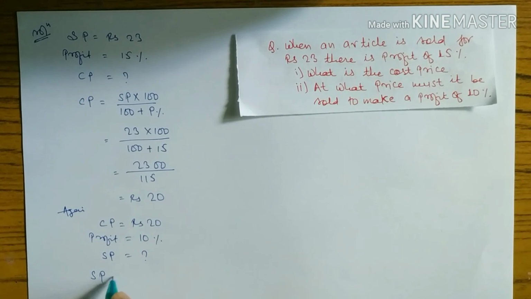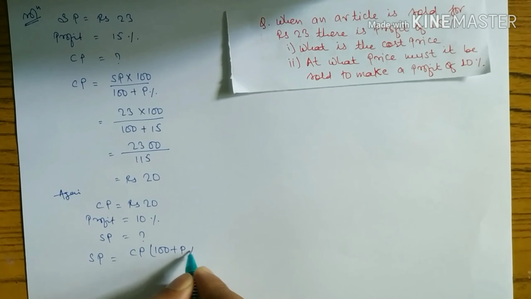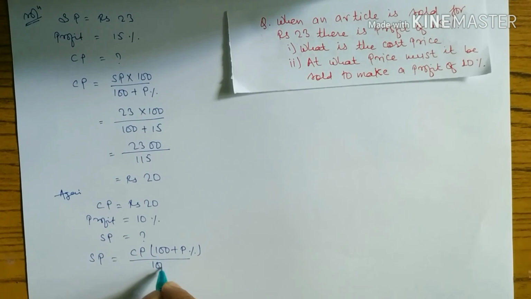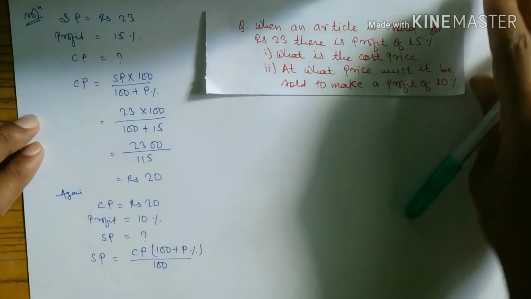At what price he has to sell, means SP, we have to find out. So what is the formula of SP? CP into 100 plus profit percent by 100. The formula I already uploaded in a previous episode, so you can watch that video related with the formula of profit and loss.